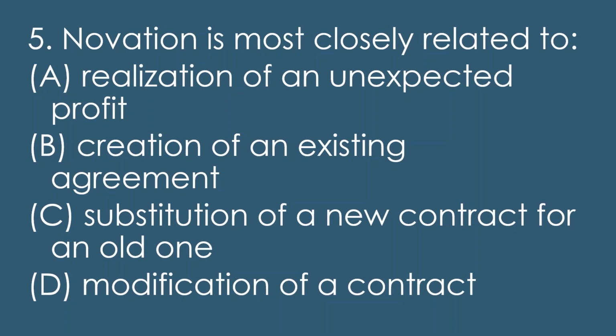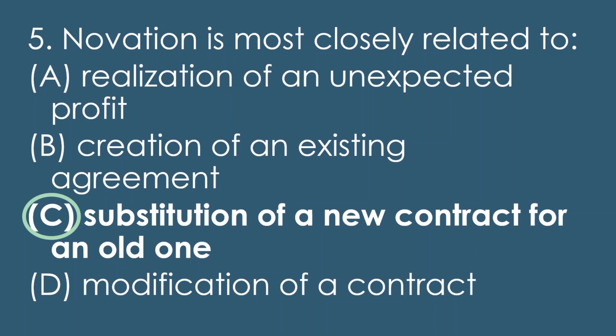5. Novation is most closely related to A, realization of an unexpected profit, B, creation of an existing agreement, C, substitution of a new contract for an old one, D, modification of a contract. Okay, so we have to think here, what does novation mean? Novation is substituting something old with something new. So it's basically getting rid of the old one for something new. Well, when it comes to contracts, the best answer here then is C, substitution of a new contract for an old one.